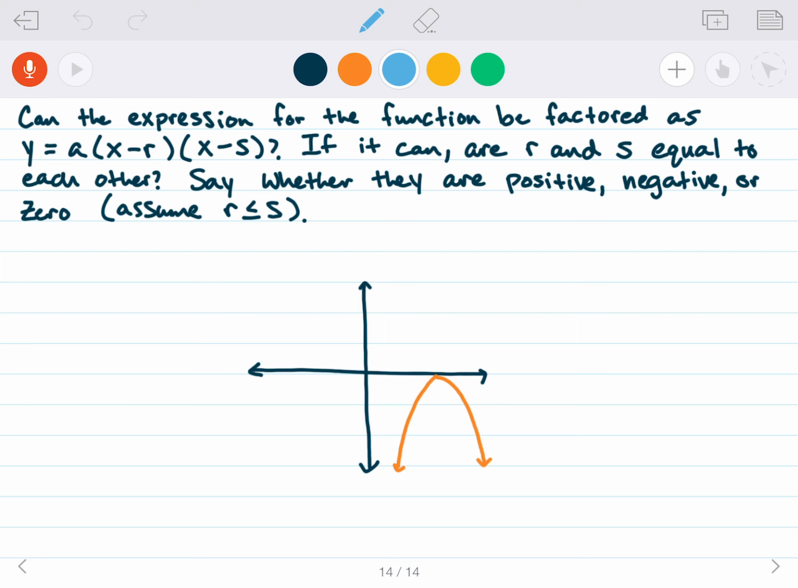What about this one? Well, it only appears to cross the x-axis in one spot, so that means that our zeros equal each other. It can be factored because there is at least one 0. And they're both positive because they're both the same number and they're to the right of 0.